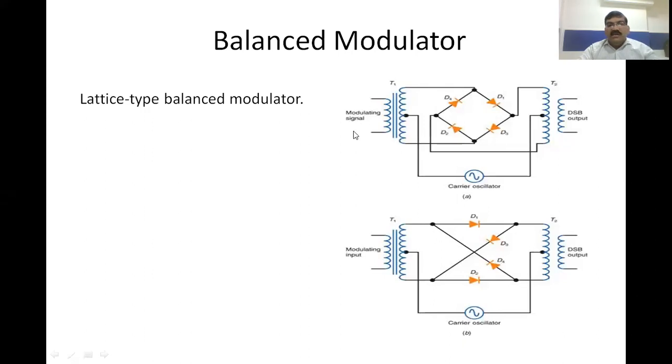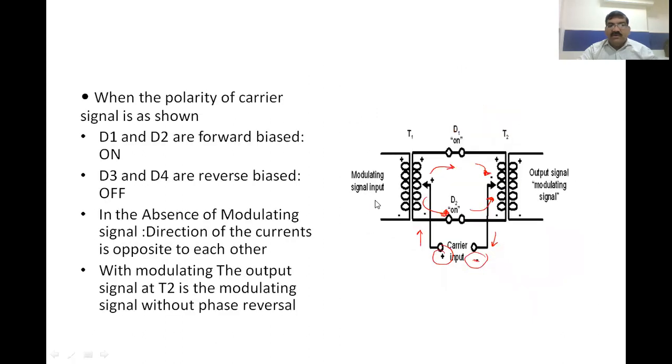So this way we can go further. Now how it operates, that we'll see. When the polarity of the carrier signal is as shown here, that is, D1 and D2 are forward biased, that is on. Okay.